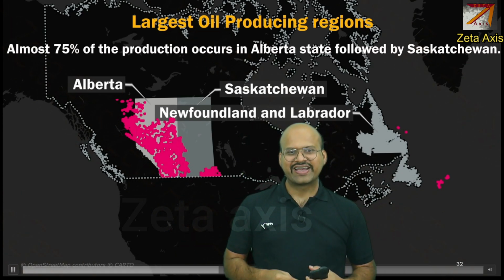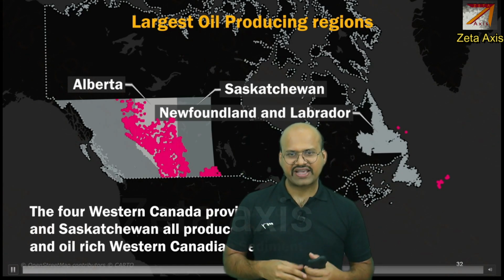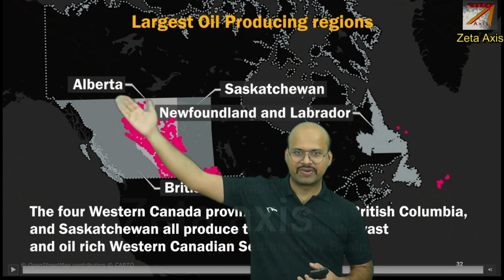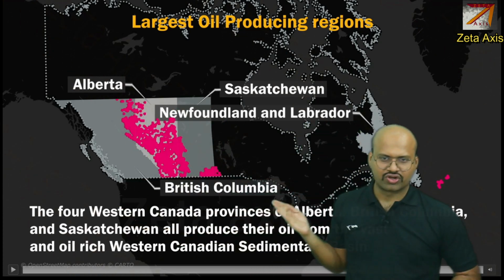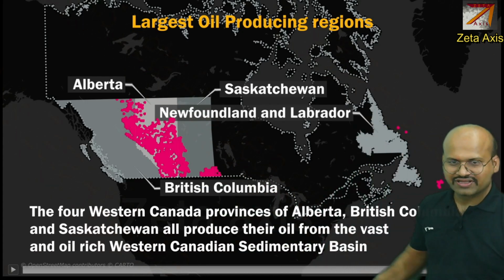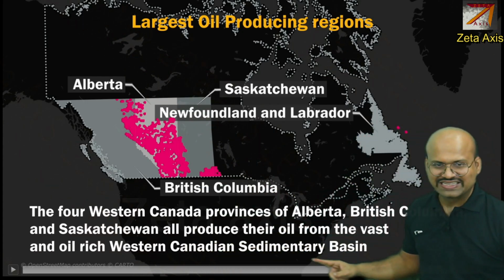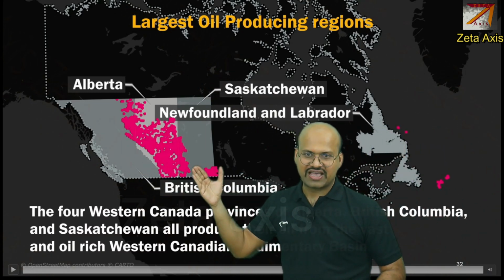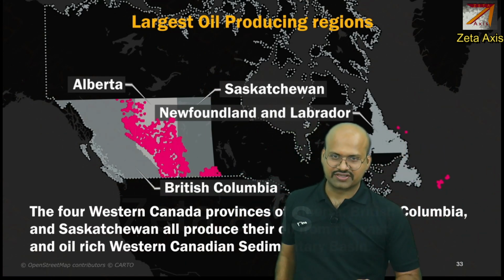Now if we see, the maximum amount of oil and gas production in Canada comes from this region: these provinces, Alberta, Saskatchewan and British Columbia. And all these three provinces produce their oil from this Western Canadian Sedimentary Basin, which is this basin. So all of these three have their deposits within this basin.